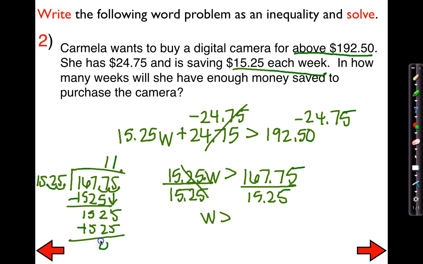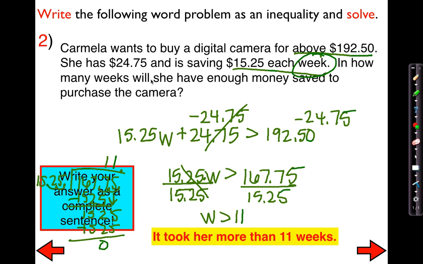Perfectly. So I'm going to say that W is greater than 11. So what did W represent? W represented the number of weeks, because that's what they're asking us. So I'm going to answer the question in a complete sentence. I'm going to say it took her no more than 11 weeks. So in order for her to have enough money saved for this camera, she's going to have to save up for more than 11 weeks.